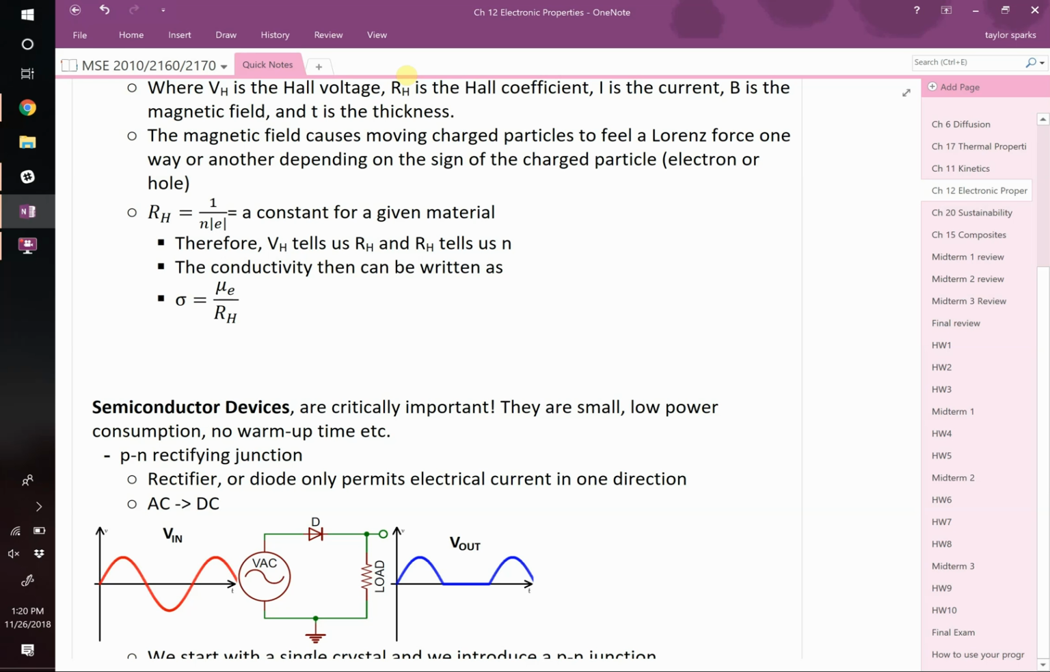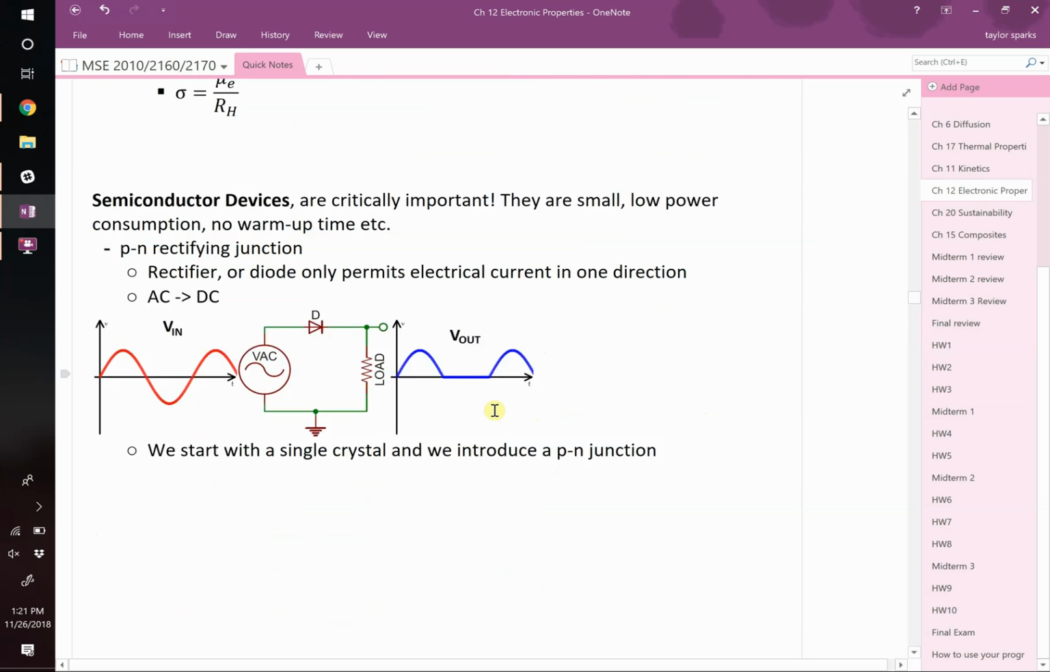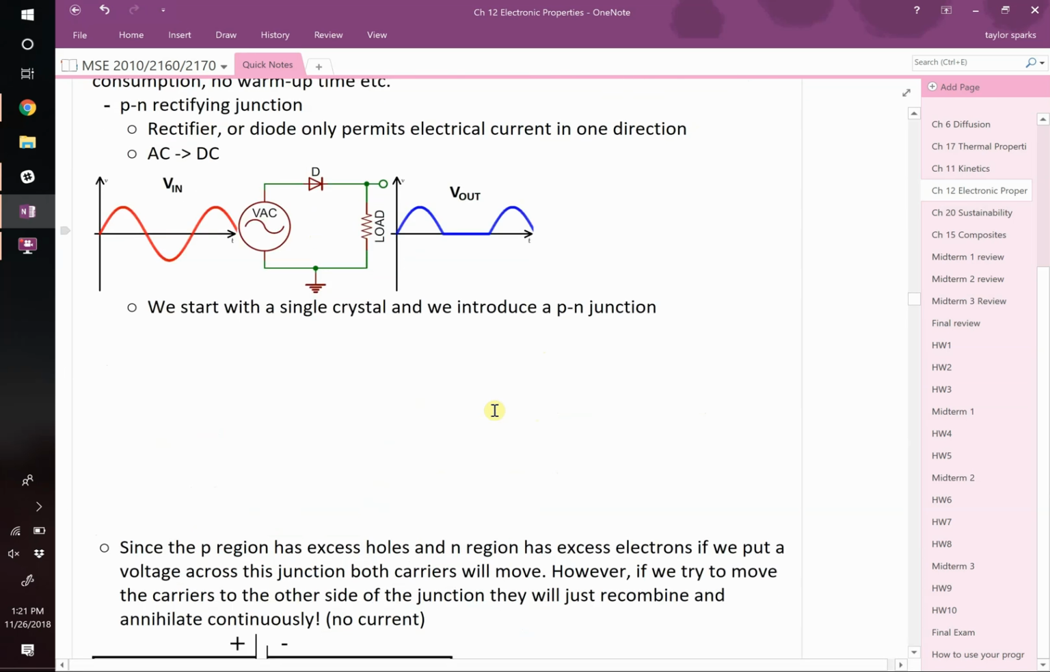It takes an AC signal and it turns it into a DC signal, right? So if your input signal was something like this red curve, you're going to run it through this PN rectifying junction, and the output signal would maybe only be the positive portion of that. Okay? It's only the positive portion. How on earth do we do that with what we've learned about in this class? So we're going to start with the PN junction.